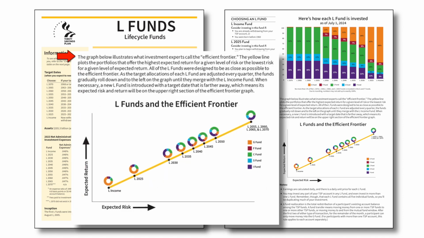And let's read this. The graph below illustrates what investment experts call the efficient frontier. The yellow line plots the portfolios that offer the highest expected return for a given level of risk, or the lowest risk for a given level of expected return. All the L funds were designed to be as close as possible to the efficient frontier. As the target allocations of each L fund are adjusted every quarter, the funds gradually roll down into the left on the graph until they merge with the L Income Fund. When necessary, a new L fund is introduced with a target date that is farther away, which means its expected risk and return will be on the upper right section of the efficient frontier graph.